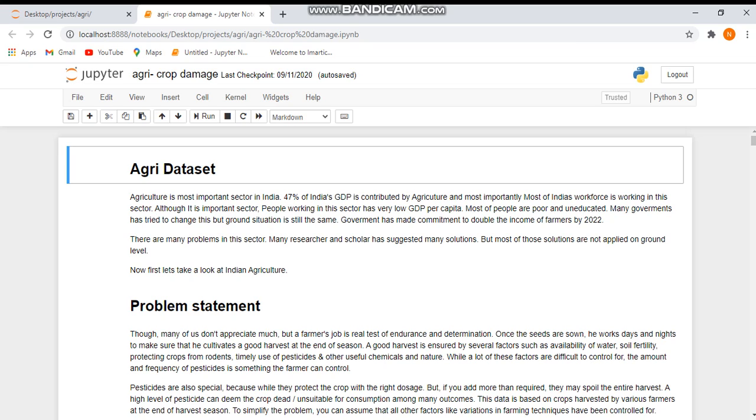You can say the government has made a commitment to double the income of farmers by 2022. Let's see how it goes. And there are many problems in this sector. Many researchers and scholars have suggested many solutions, but most of the solutions are not applied at the ground level. But still, it is the same. And first, okay, let's get into the data.